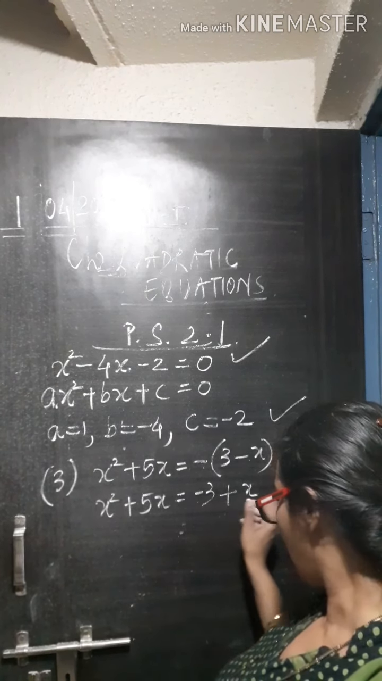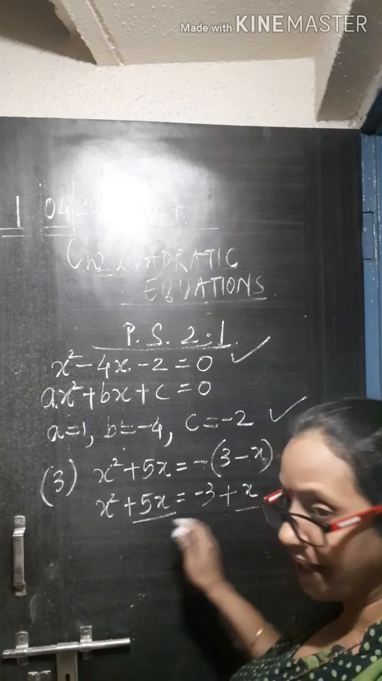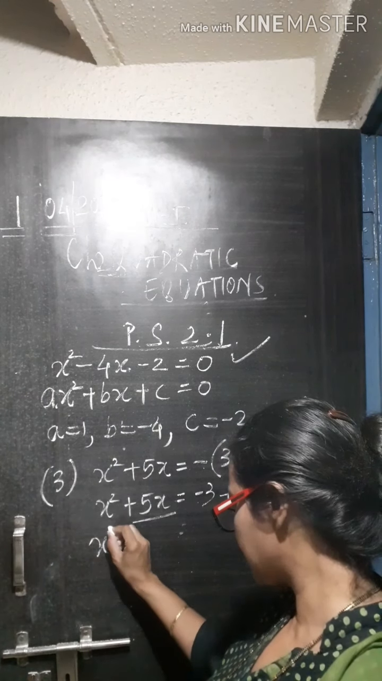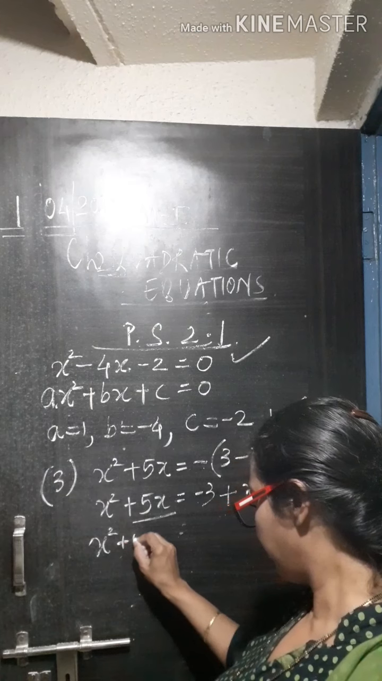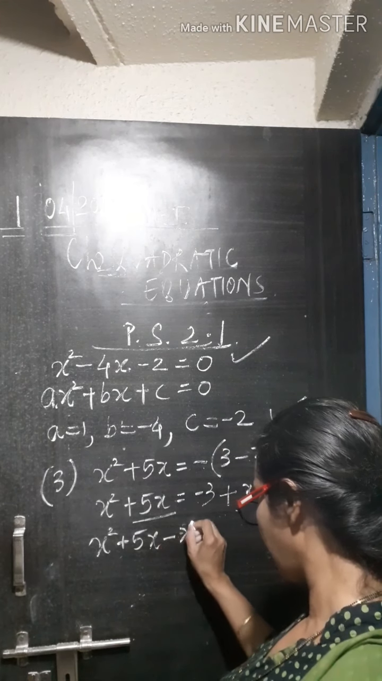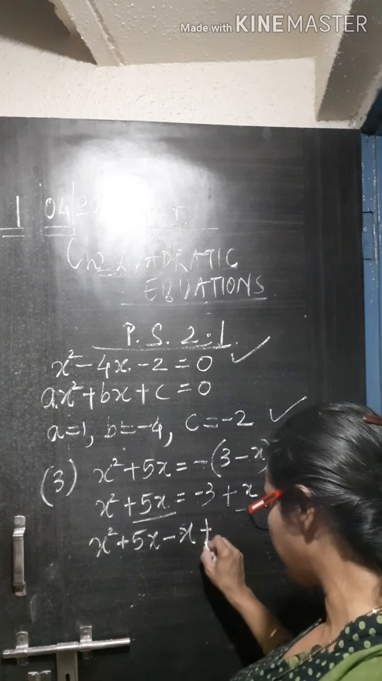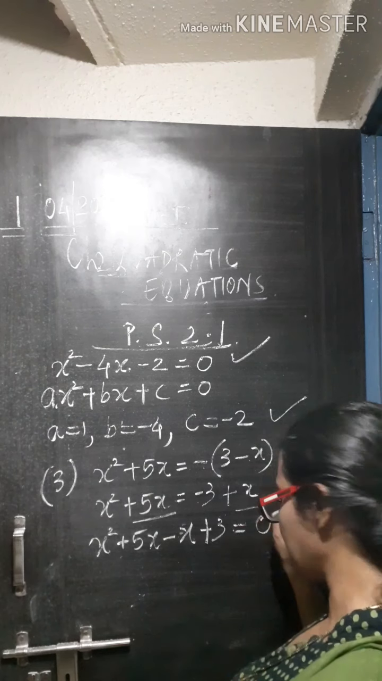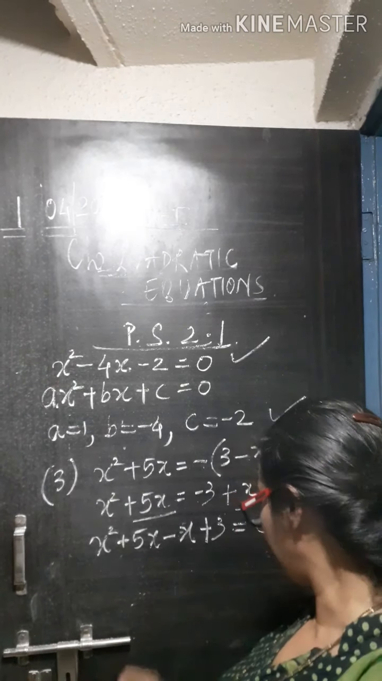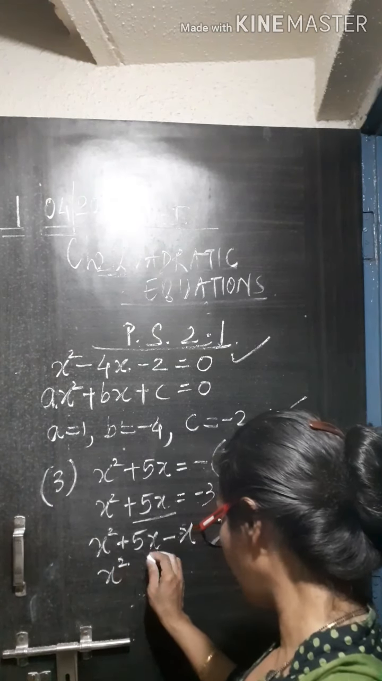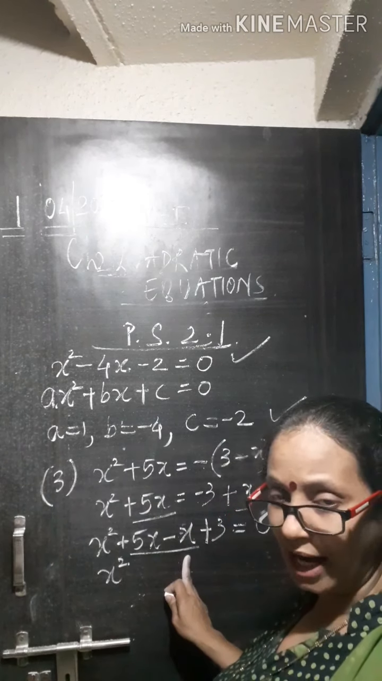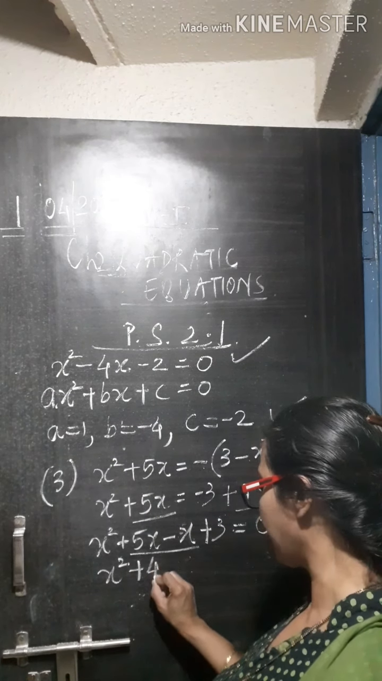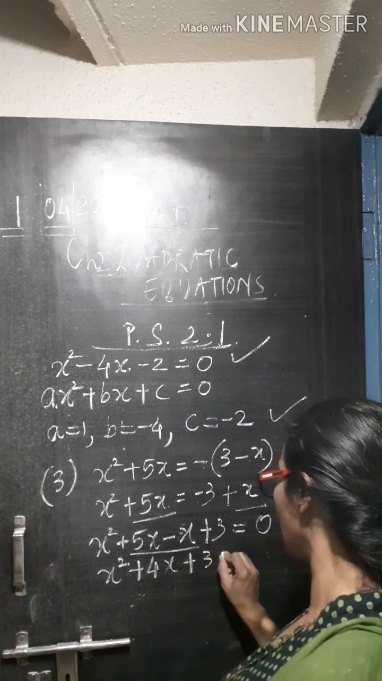Right? Again I am going to bring the like terms together. So what am I going to get? x² + 5x − x, and the −3, if I bring this across, becomes +3, and here there is nothing, so equal to 0. Therefore x² + 5x − x, if I add, I get +4x, plus 3 equal to 0.